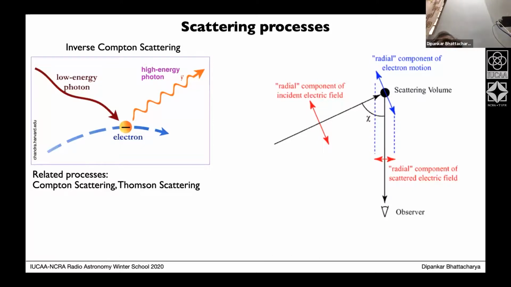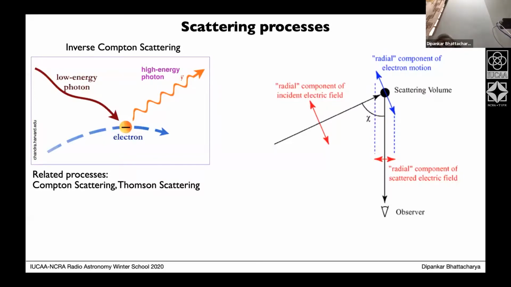This process can be described as follows. Let us say we are in the rest frame of the electron, and there is incoming radiation with an electric field shown with these red arrows. So let's say it is oscillating along the vectors shown there. That will accelerate the electron to move along these blue vectors which are shown.